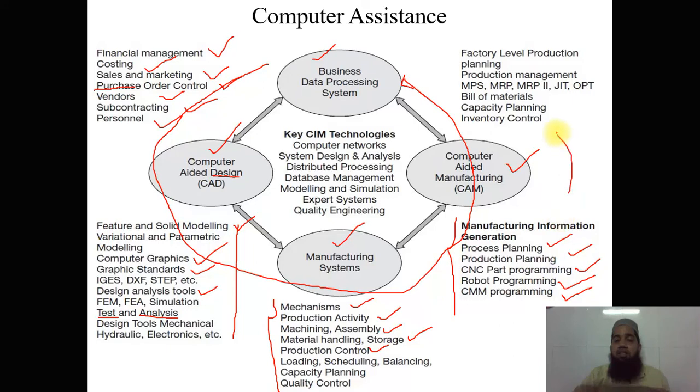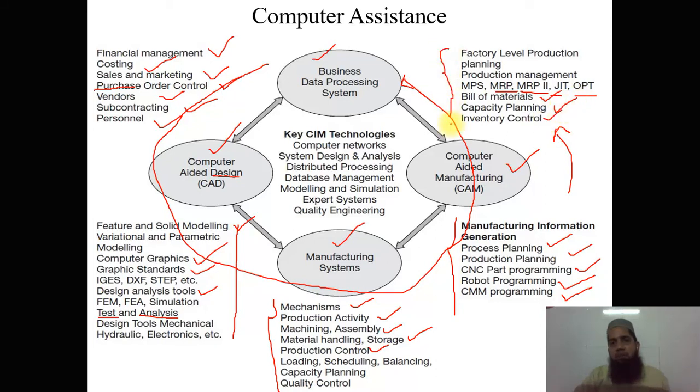After that it reaches the next department. That department will develop the data. In that they have all the data, like the machines and planning, and it goes directly to manufacturing as well as production. Factory level production planning and production management they have done. MPS, manufacturing process system, manufacturing requirement planning, manufacturing resource planning, just in time, and optimization are also there. They have developed the bill of material, the capacity planning, and they always keep a record of our inventory control also.